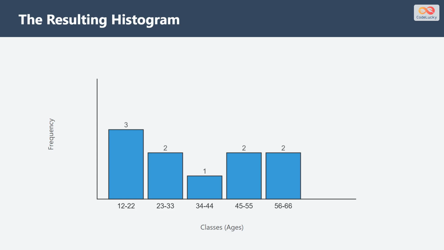Once our classes are defined, we can tally our data and create a histogram. Notice how the bars are of equal width, providing a clear and fair visual representation of how our data is distributed across the different ages.